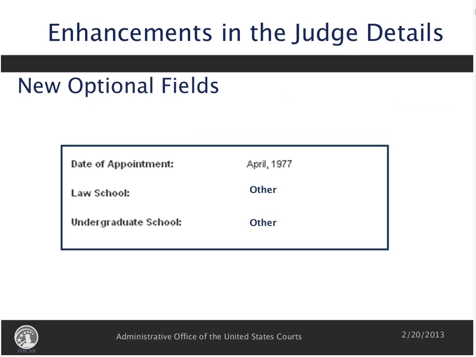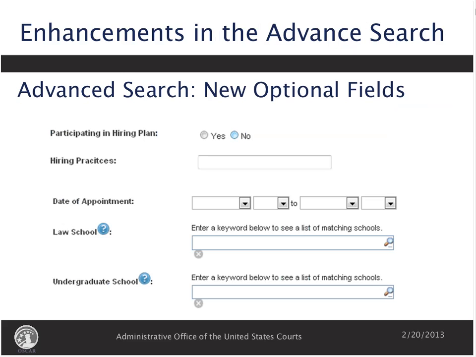Judges also have the option, as mentioned earlier, to select their date of appointment and the law school and undergraduate school they attended. This optional information is available when viewing a judge profile in the Judge Details subtab. Please note that OSCAR will only display these optional fields if the judge has made a selection. Applicants and law school administrators, you will be able to perform advanced searches on these new fields.